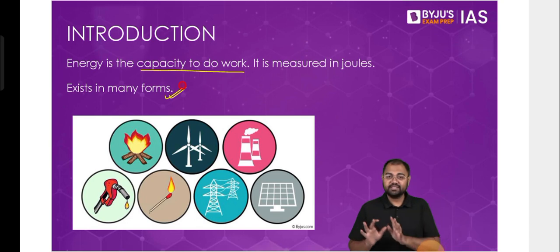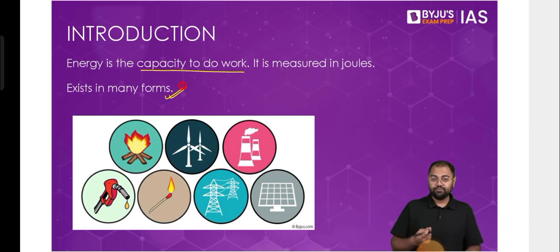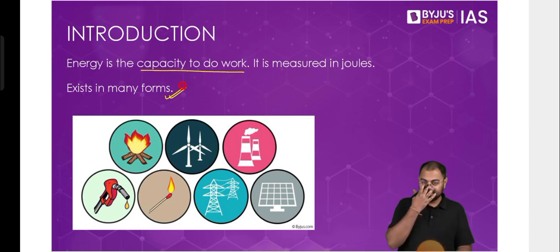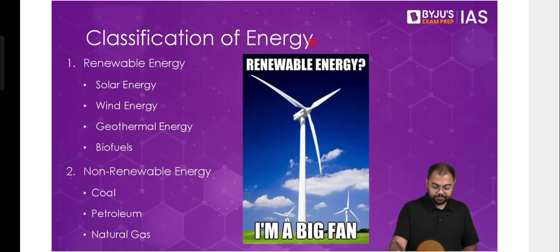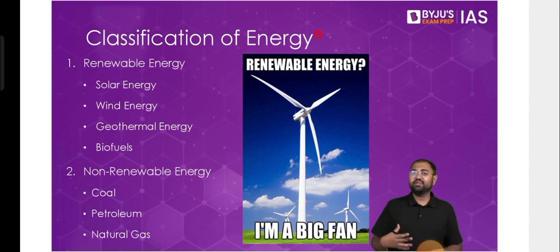But what we are studying here are not these different forms of energy. It's not about the physics of energy, but rather what we are going to discuss are the sources of energy. What are the various different sources of energy? So there are two basic ways in which we classify energy. One on the basis of renewable and non-renewable sources, and second on the basis of conventional and non-conventional sources of energy. So first we'll try to understand what exactly we mean by renewable and non-renewable energy, and then we move on to conventional and non-conventional.